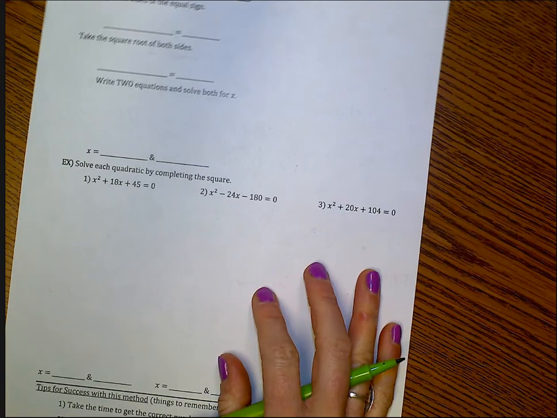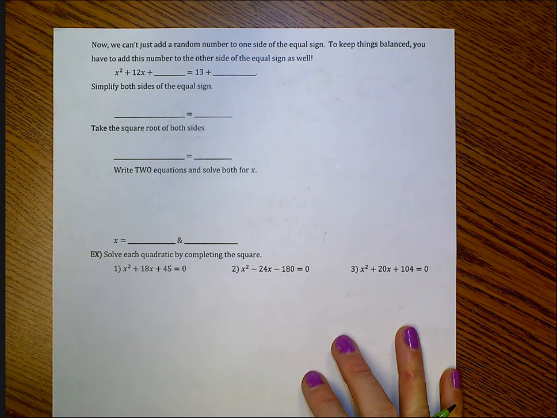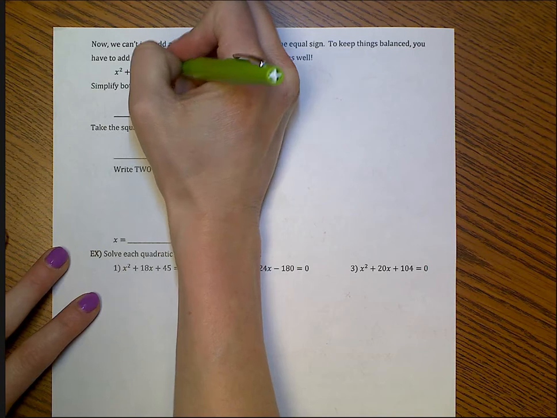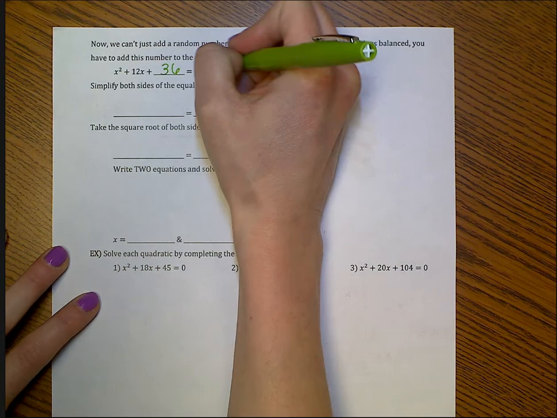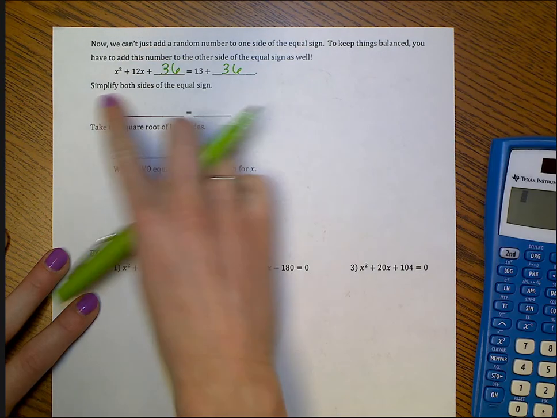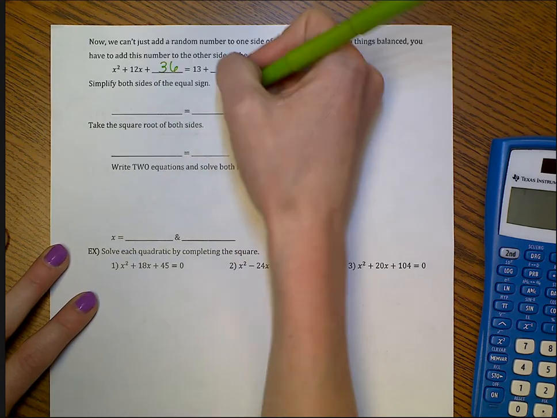Now, we're not totally done. Realize that you can't just go adding a random number to one side of the equation and you're going to be good to go. No, whatever you do to one side, so if I add 36 to the left, I have to do that to the other side to keep this thing balanced. So once I do that, I can kind of simplify both sides. On the right side, I'd do 13 plus 36, which would be 49.